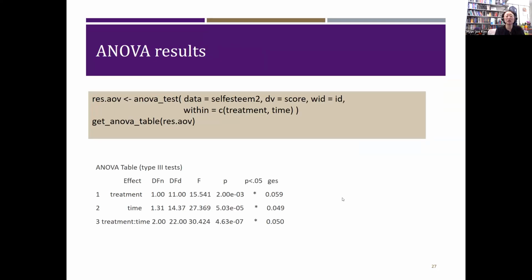Significant interaction supports our observation in the box plot that self-esteem score changes from time 1 to 3 are different for the control and treatment groups.